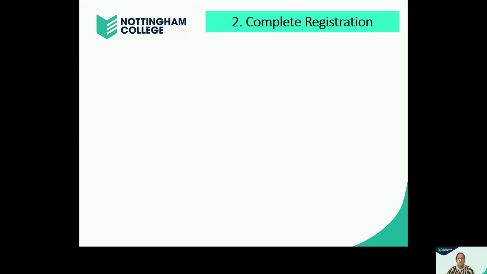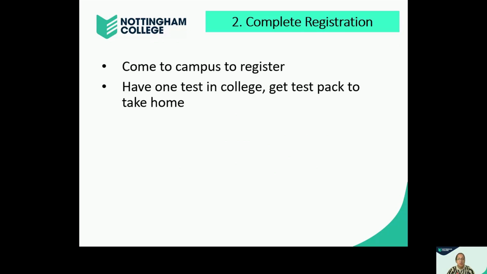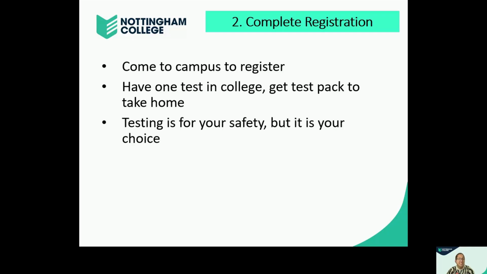If you want to do the test at college, you need to complete the registration process. You need to come to campus to register, come to college. You can take 1 test in college if you're an adult, and you can take a test pack home, so you can do the other tests at home yourself. Testing is for your safety, but it is your choice. Don't give your tests to anyone else. The tests in your pack are for you only. Don't share them with your family or friends.